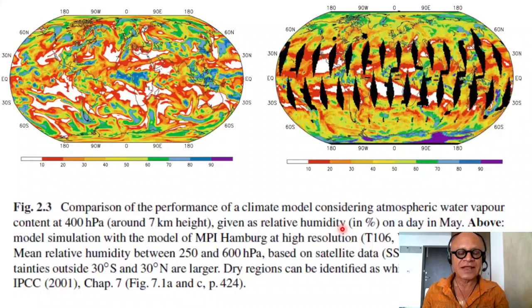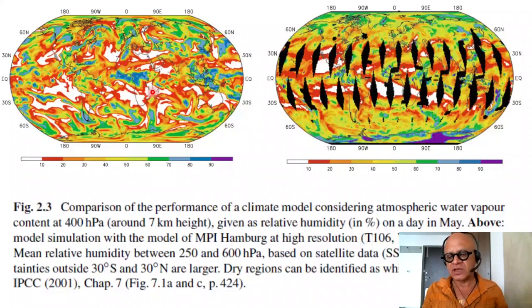So in general, you don't look at climate models at such high frequencies. Weather models do that. In climate models, typically you look at lower frequencies, but nonetheless they have to be able to reproduce daily values in order to be able to produce realistic seasonal values, right? So the model simulation with the model of MPI Hamburg at high resolution. So this is relative T106.